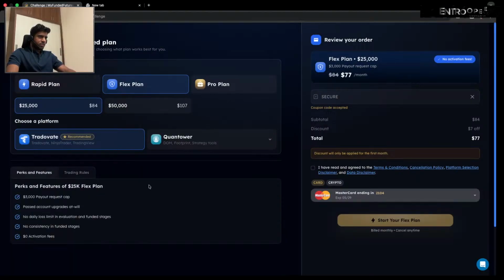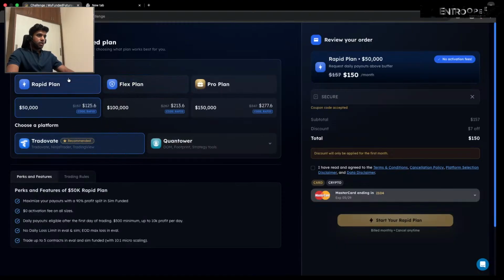There are some perks and features. Yeah, 3,000 payout cap. If you have passed an eval account, it upgrades to a simulated funded account immediately. There's no waiting time. There's no other charges like activation fees or something. Yeah, this is what we discussed already. No consistency in funded stages, that is simulated funded stage and also the final funded stage. No activation fees. So we have two platforms that are available. I usually choose TradeAway. I've never traded on Quant Tower, so not sure how that is. But yeah, TradeAway is pretty good.